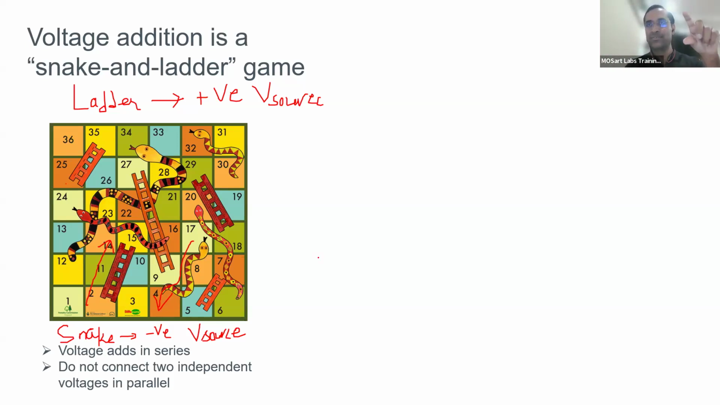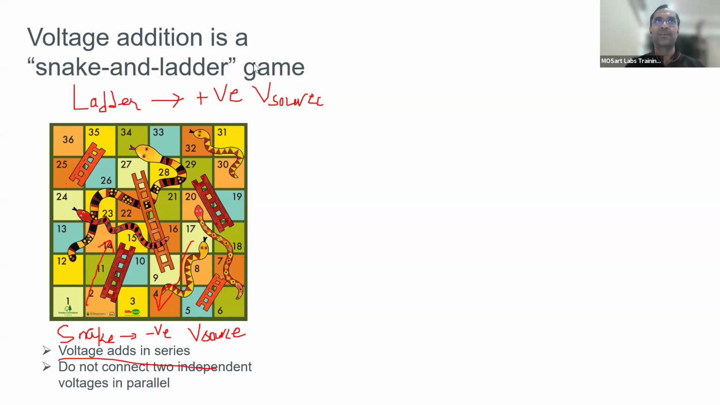So you're basically adding a plus, you're adding another plus, then you add a minus whenever you get a snake, go back, and then so on. And finally, to reach number 36, you have to keep adding and so on. So voltage addition is basically a snake and ladder game. You have to add voltages only and only in series. Voltages always add in series, right?